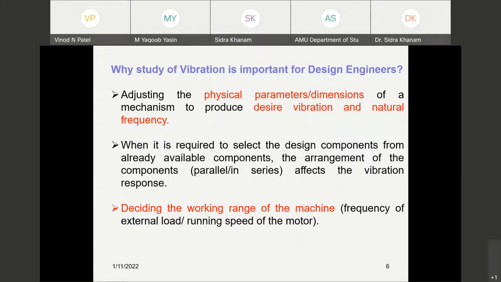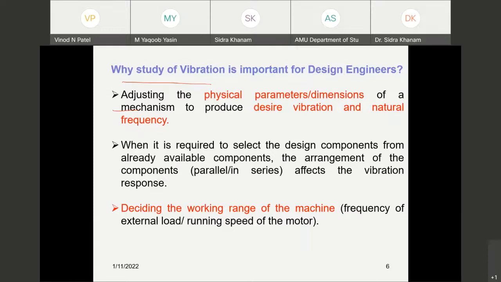Why do we study this? Vibration is important for a design engineer. Why should we study vibration? As a design engineer, when you are designing any component, you adjust the physical parameters or dimensions of the mechanism or component in such a way that you can reach the desired level of vibration amplitude, as well as design the component with a required natural frequency.